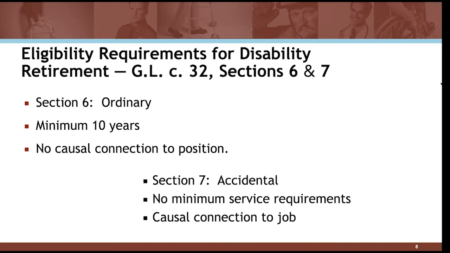Accidental, which is Section 7, is a medical condition that prevents an employee from performing the essential duties of their job with a causal connection, like an accident that occurred while they were working, like our laborer here. Again, for the ordinary, there is a minimum 10-year requirement. For the accidental, there are no minimal service requirements.